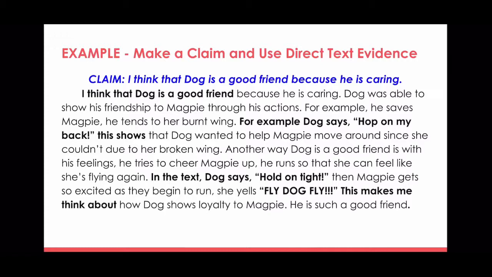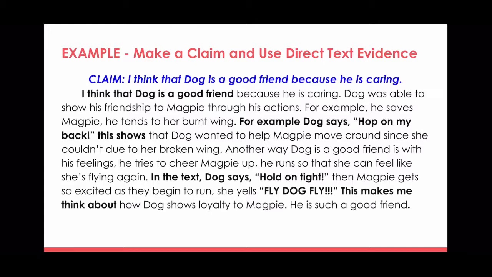So I just want to go back to where I said, for example, dog says, "Hop on my back." Even though that is a simple sentence, that was something I took directly from the text. So I put a quotation mark before the word hop, and then I put the quotation mark at the end of the word back after the exclamation point. And then I explained my thinking by pushing my thinking and saying this shows that dog wanted to help Magpie move around since she couldn't due to her broken wing.